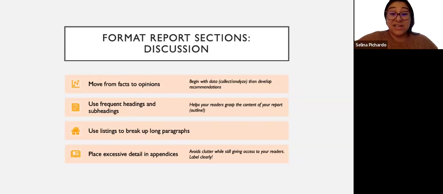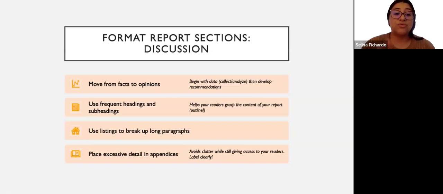Your discussion sections make up the largest part of formal reports. So this is where you are moving from facts. You have listed the study, your process, your control variables, all of that. You've done the research, you've listed the science. Now let's discuss what you have found. This is where you are moving from facts to opinions. So this is where you begin with data. You're collecting it, you're analyzing it, and then you develop recommendations.